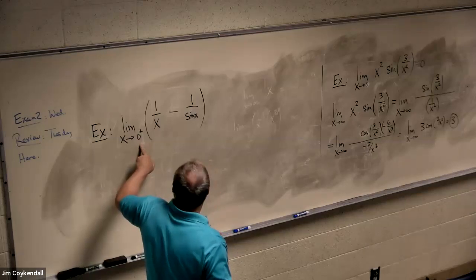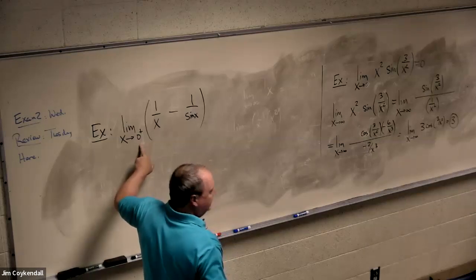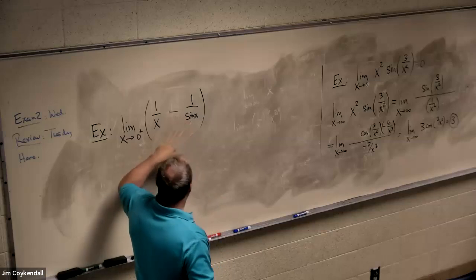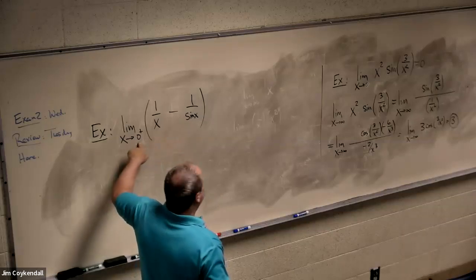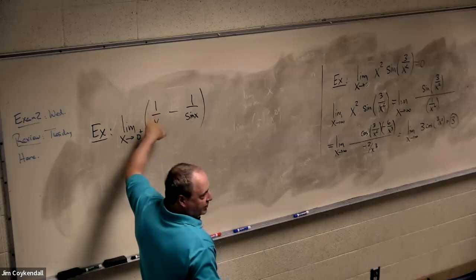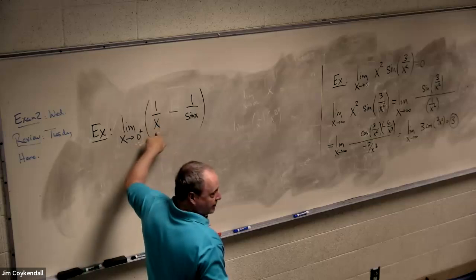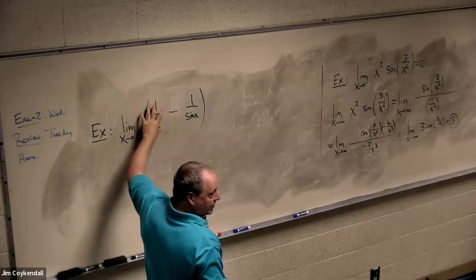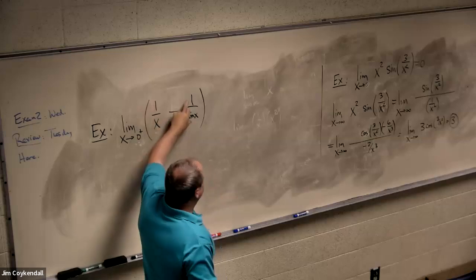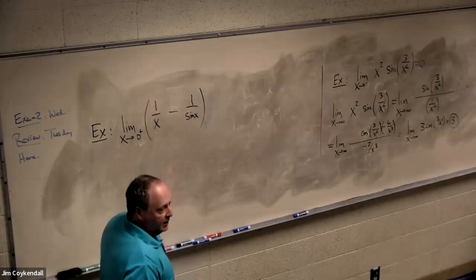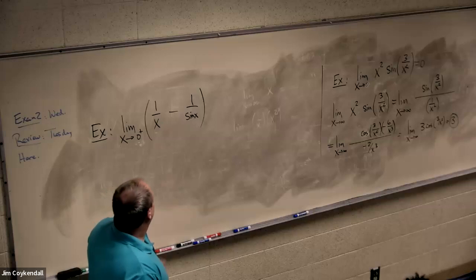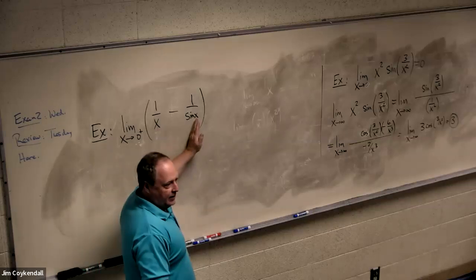This is another one, right? This doesn't look like a single fraction. Look at what happens here when x gets very, very close to zero. The one over x piece is going to infinity. Everybody agree with that? Since x is getting very close to zero from the positive side, it's huge positive. One over sine x is also going to infinity. So this is sort of infinity minus infinity.